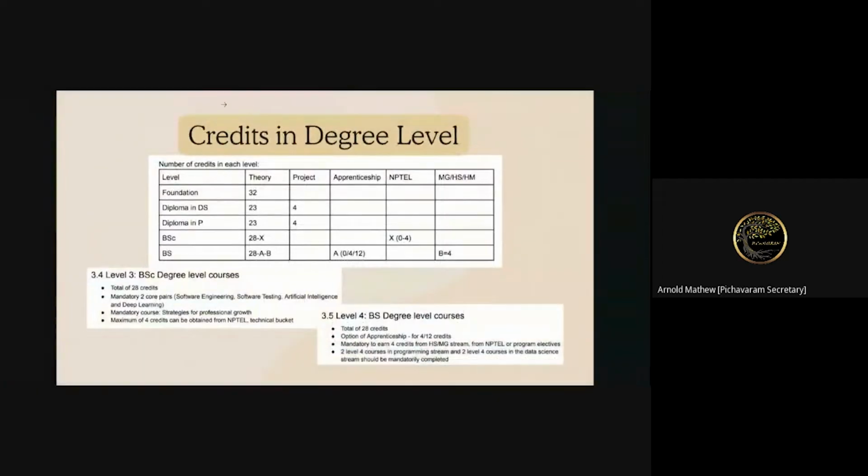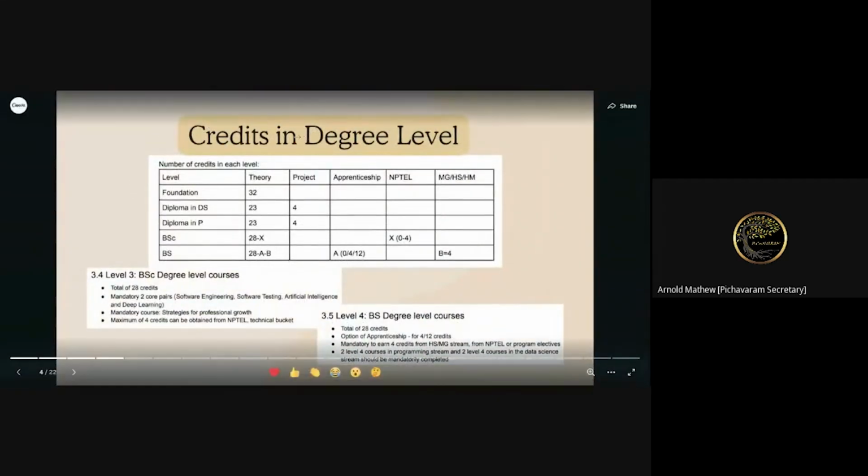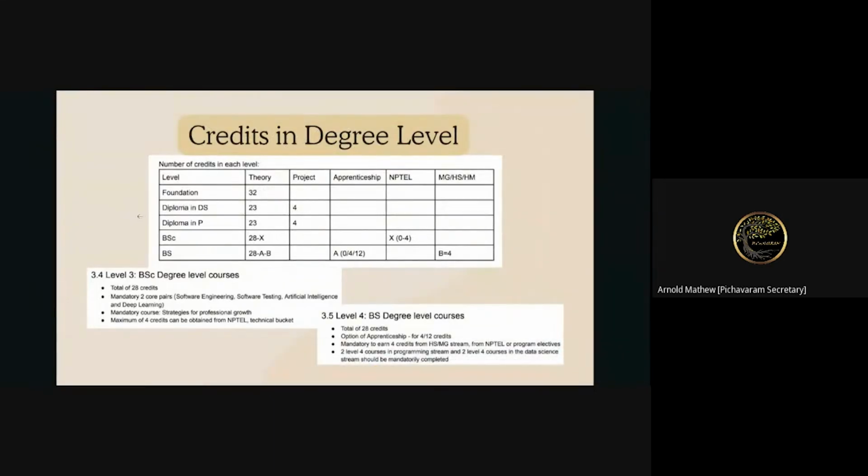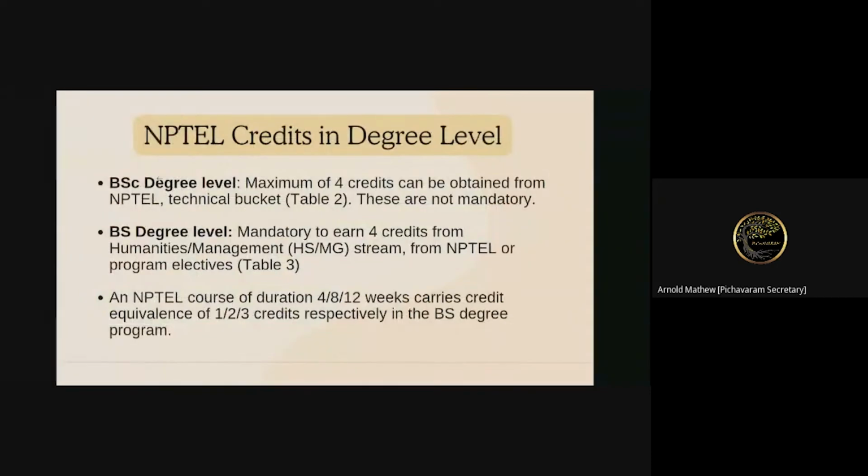As you can see, these are the credits that will be required in our degree. In foundation, it will be 32, and in diploma and DS programming, it will be around 27, adding the theory and the projects. You acquire these through your regular BS program levels. You can't use credit transfer in these levels. You can use the credit transfers in the BSc and BS levels.